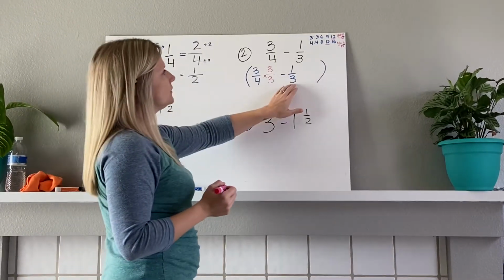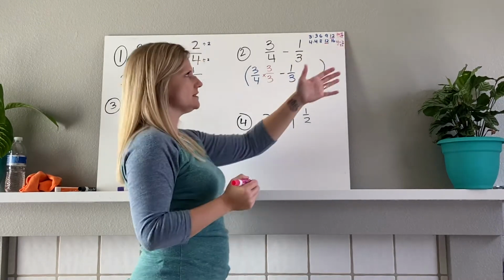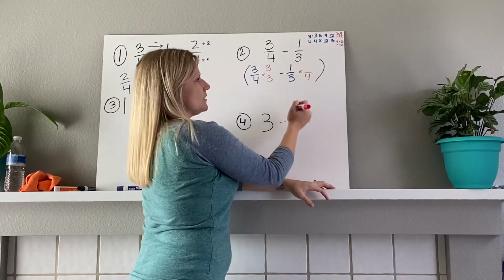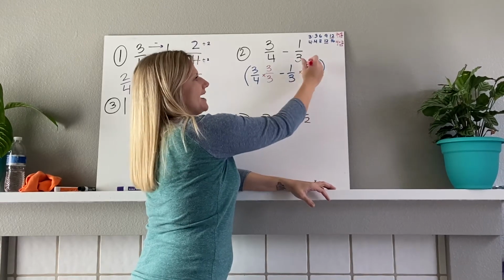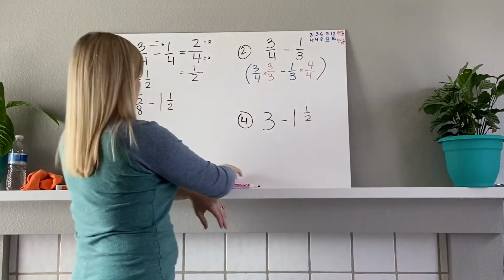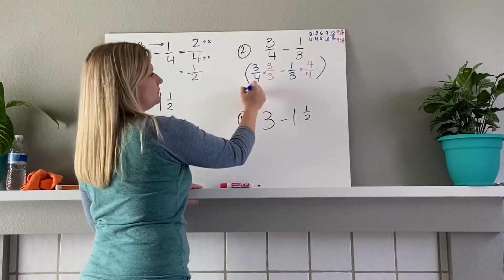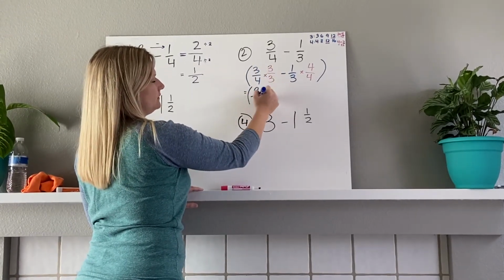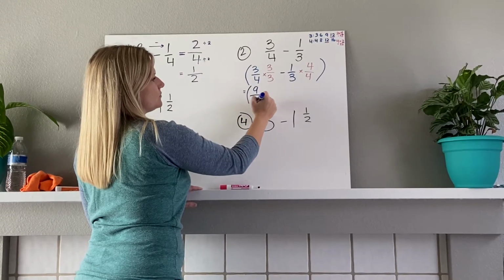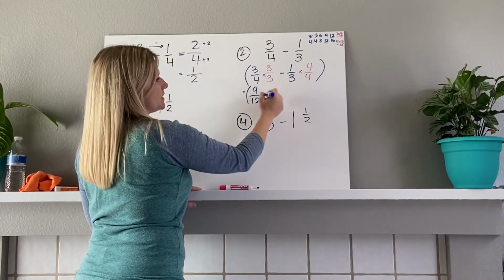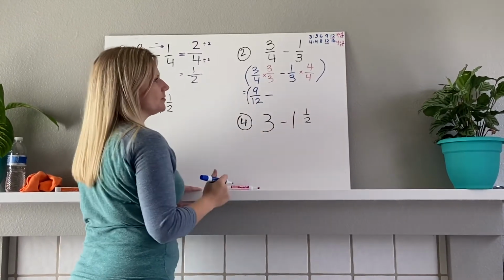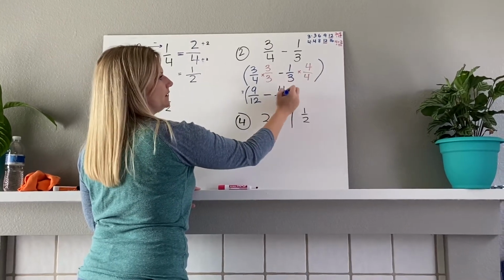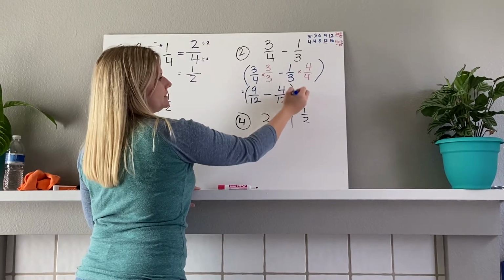Then over here, 3 times what is equal to 12? 3 times 4 is equal to 12. Whatever you do to the denominator, you have to do to the numerator as well. Now we will go through and just solve. Okay, so 3 times 3 is 9. 4 times 3 is 12. We are still subtracting. We don't want to change our operation in the middle of it. 1 times 4 is 4. 3 times 4 is 12.